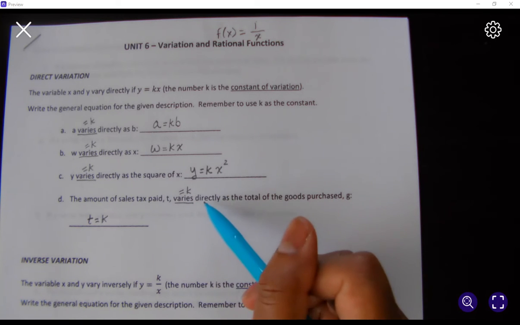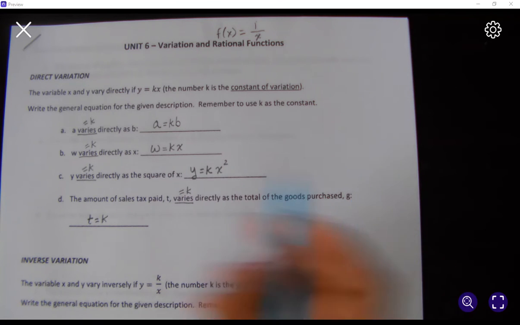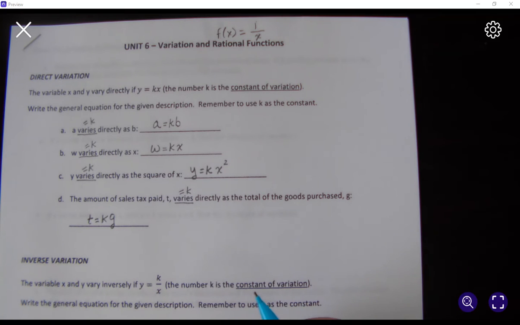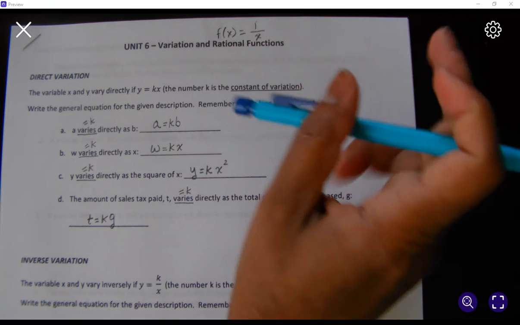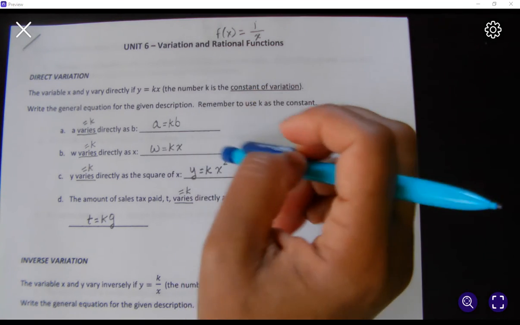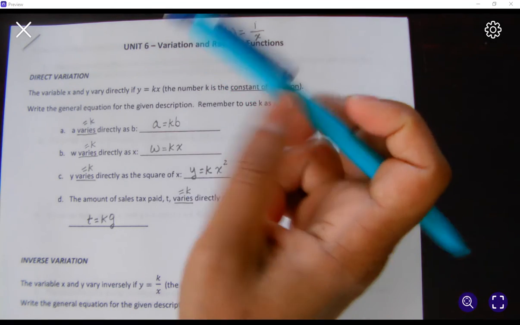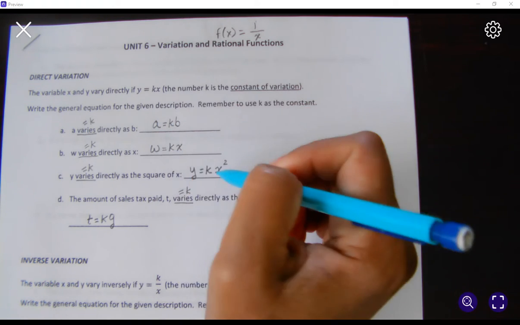It varies directly. So meaning that it's going to be multiplied as a total of the goods purchased. So T equals K times G. And that's it for now. Now there are more steps to come up, but the first thing we need to learn how to do is write these general equations. So that is it for direct variation. Just make sure whenever it says direct, it's being multiplied.